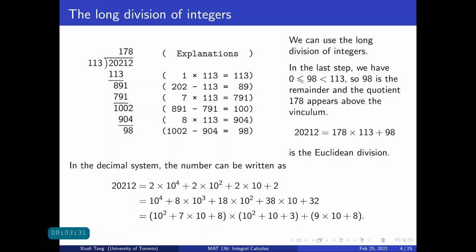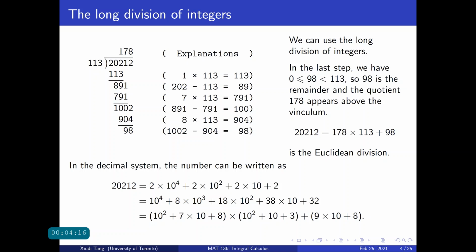Now let's recall that we are using the decimal system, and the numbers can be written as the sum of the powers of 10. So 20,212 is written as 2 times 10 to the 4th plus 2 times 10 squared plus 2 times 10 plus 2, or let's reallocate the powers so that it becomes 10 to the 4th plus 8 times 10 cubed plus 18 times 10 squared plus 38 times 10 plus 32. So this is actually a polynomial at x equal to 10.